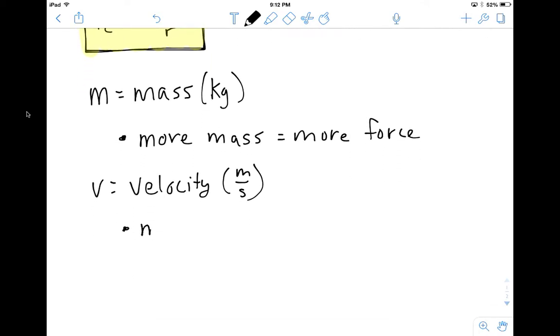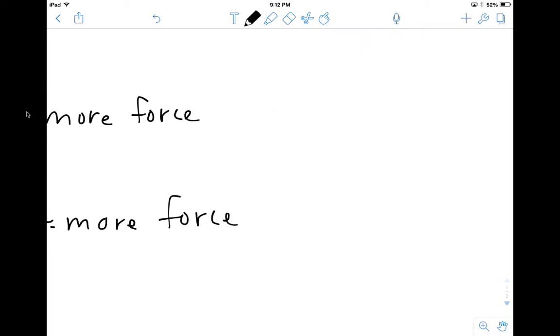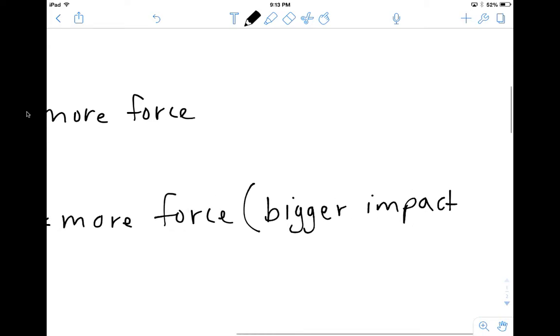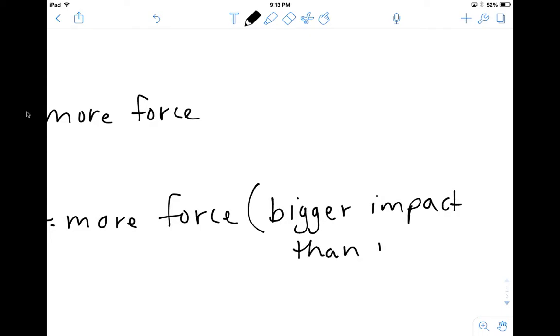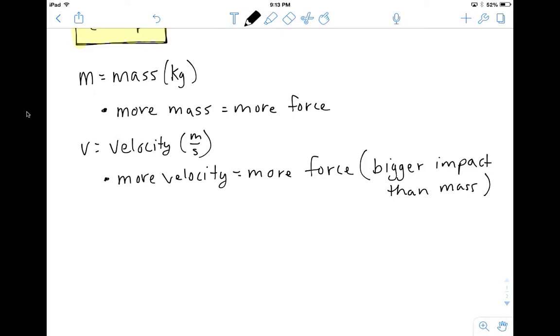So what we're going to write is more velocity equals more force. But I want to put a second note in here, okay, that says bigger impact than mass. That's really important, okay? So increasing the velocity has a bigger effect than increasing the mass. Okay, let's do the last one now.